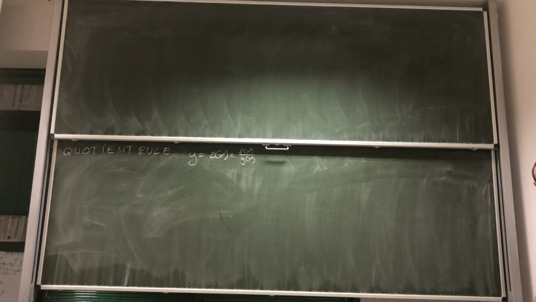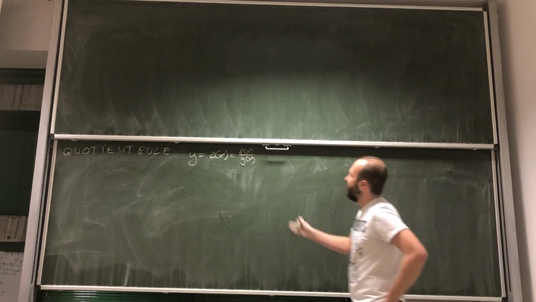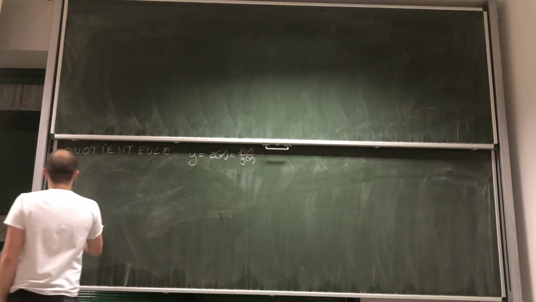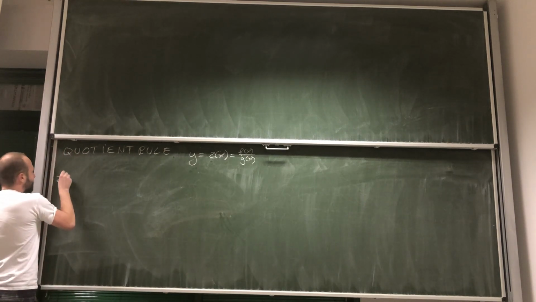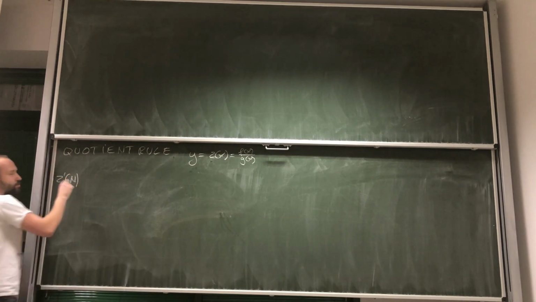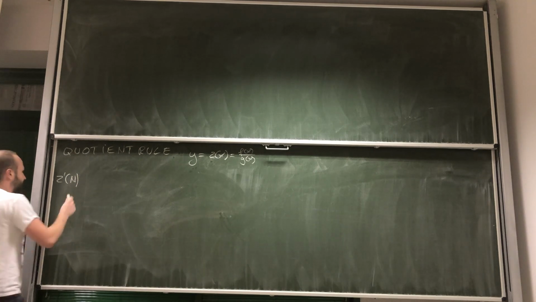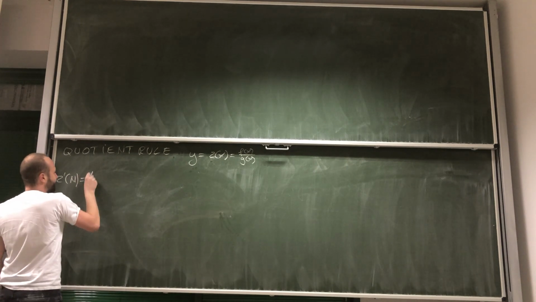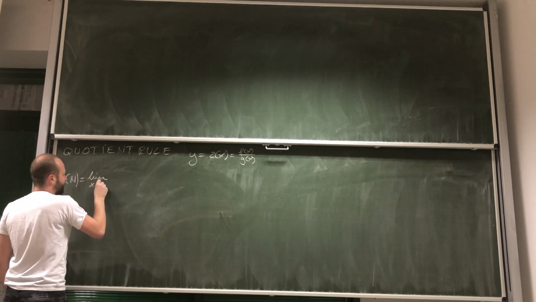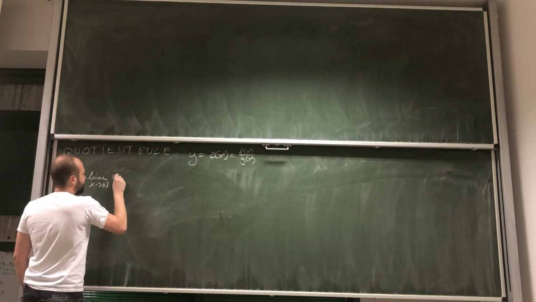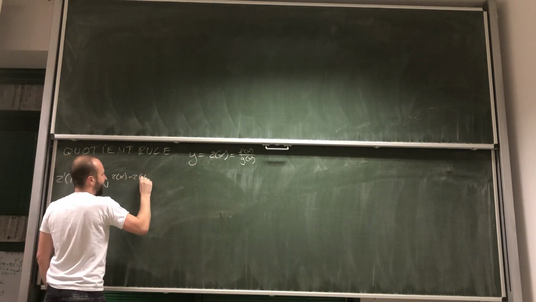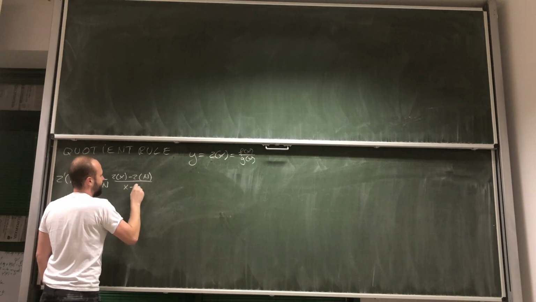Now, the first thing we need to do is to prove what the derivative of this quotient is. So we are looking, of course, for z prime of n because we are calculating the derivative at n. And by definition, this is the limit with x approaching n of z of x minus z of n over x minus n.